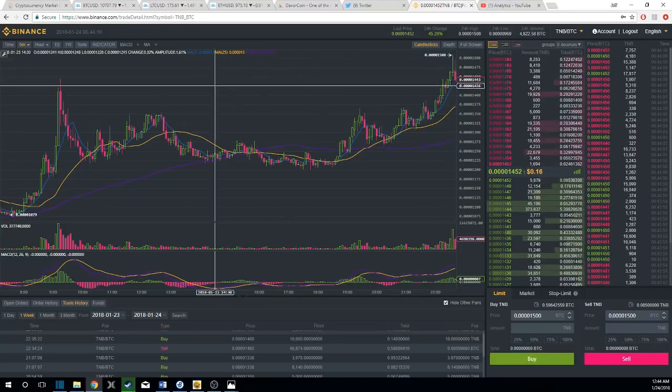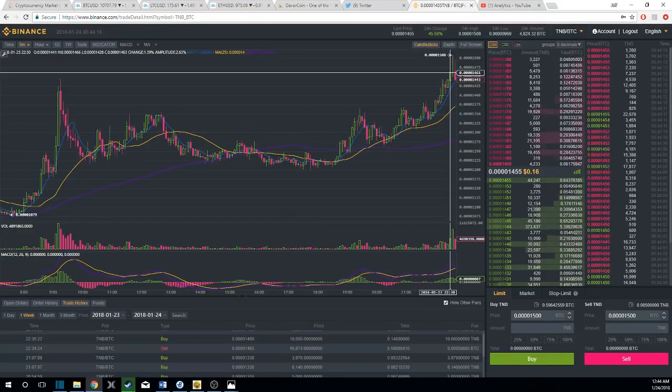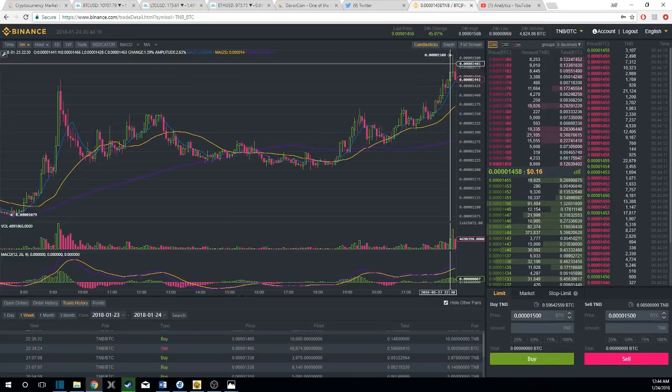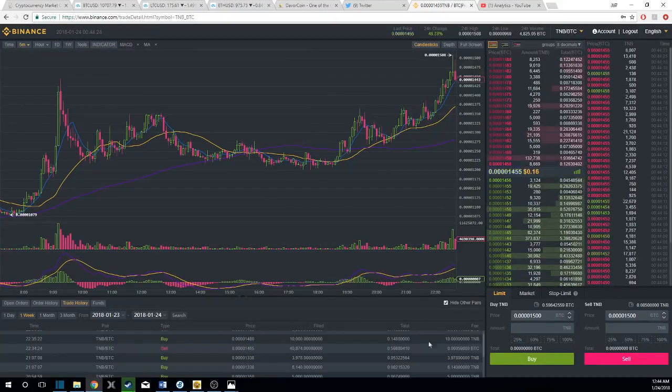Now, we did just barely break above this point, and I sold because I saw a little bit of heavy selling pressure here. I was kind of nervous that it wouldn't go higher. Now, as you can see, we did reach about 1508 before selling off. And I did have a losing trade here.